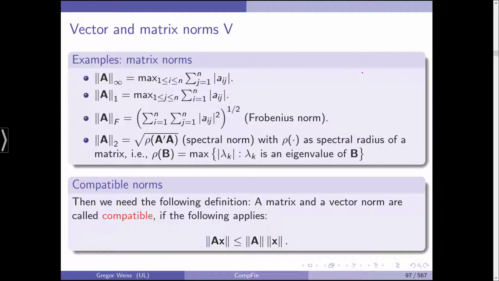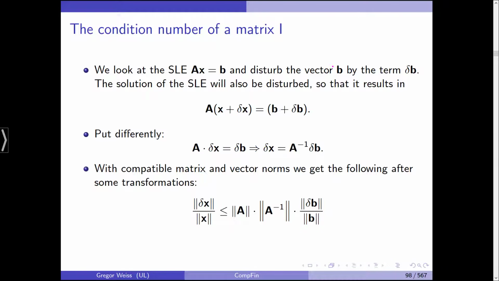Later on, we'll need the definition of what is called a compatible norm, which just means that, of course, we now have a norm for a vector and we have a norm for a matrix. And sometimes a vector norm and a matrix norm need to be comparable. We call a matrix and a vector norm compatible if the following applies. We have the norm of matrix A times vector X, and the norm is smaller or equal than the matrix norm of A times the vector norm of X. Then in this case, these two are called compatible.